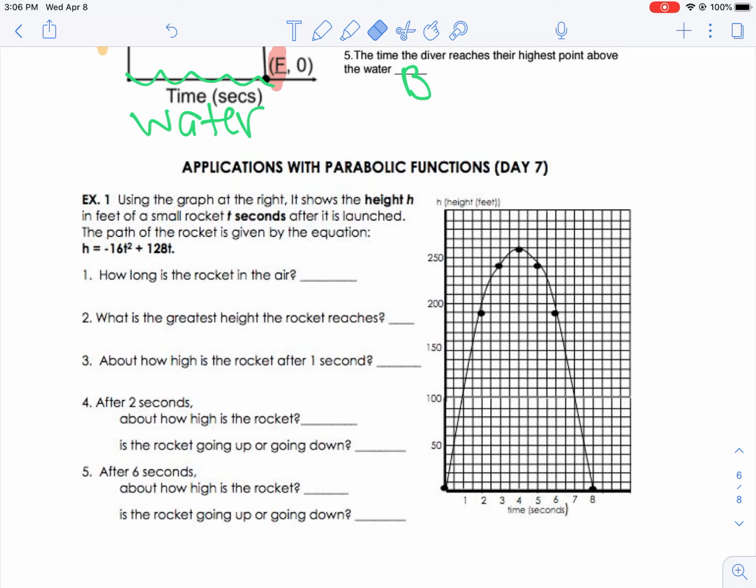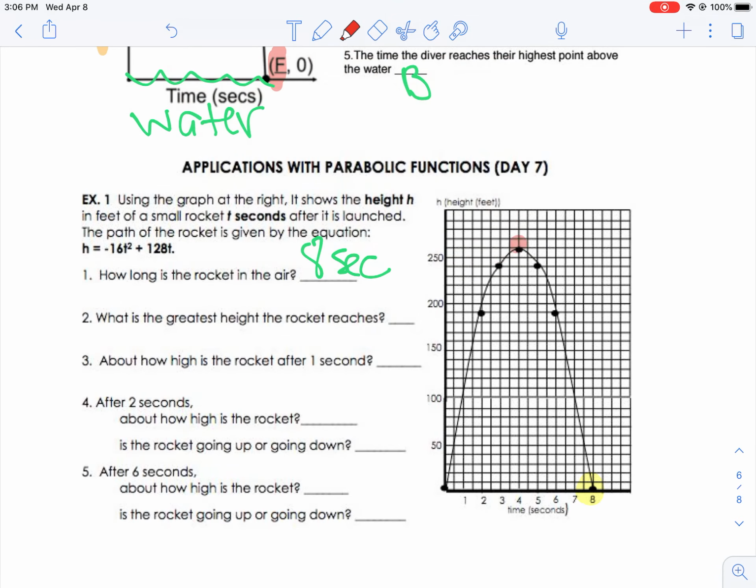The second scenario is when they gave you a rocket. So they want to know how long the rocket was in the air. So if you are looking for how long the rocket is in the air, we need to look at when it hits the ground. So it hits the ground at 8 seconds.